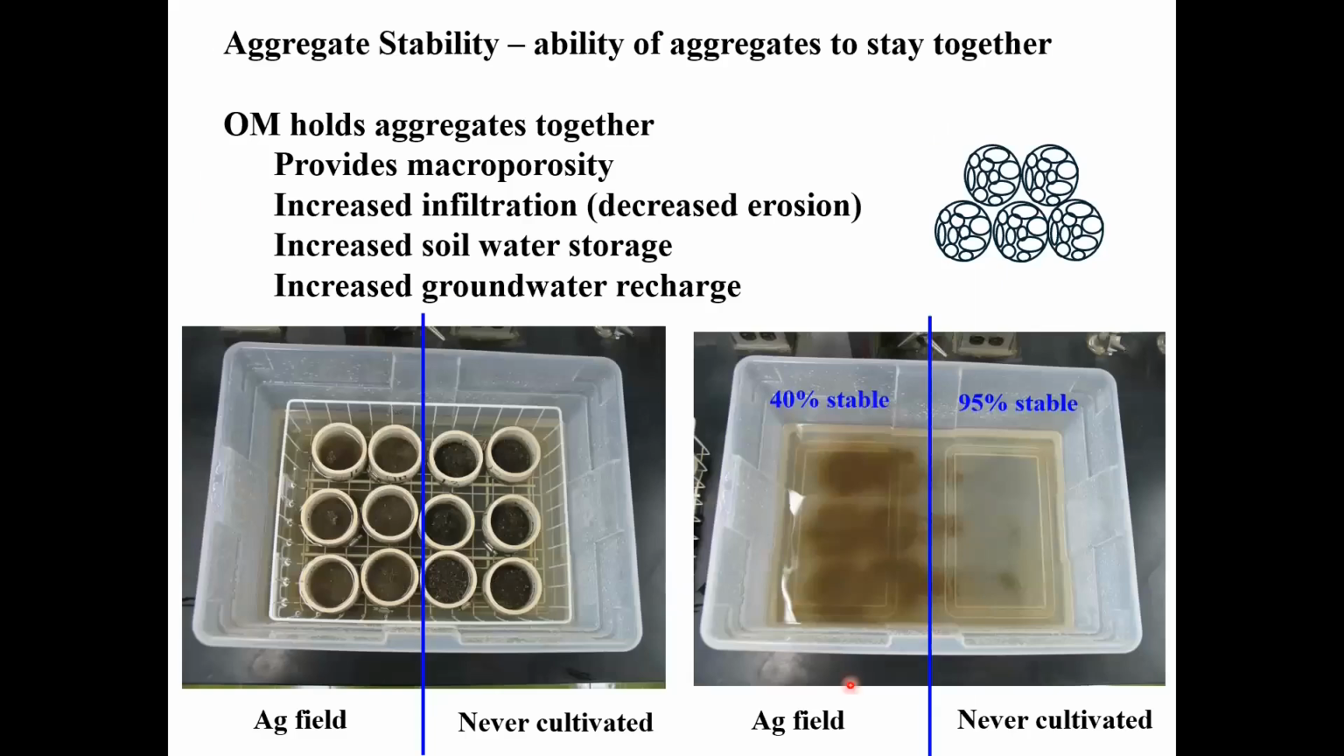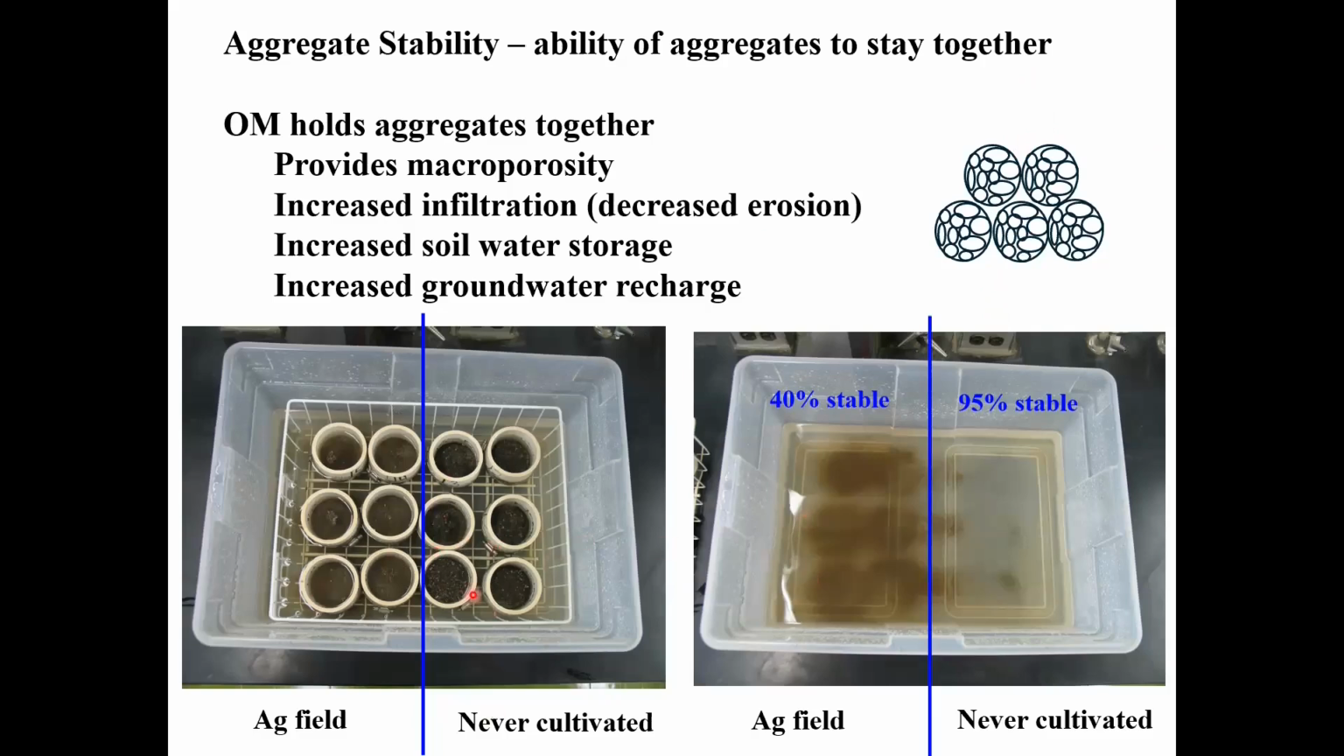So what's going to happen is when rainwater goes through those aggregates that stay together, that water is going to infiltrate and permeate. If these aggregates break apart, it's going to plug the pore, and the water will then run off instead of infiltrating. So here's a little display.